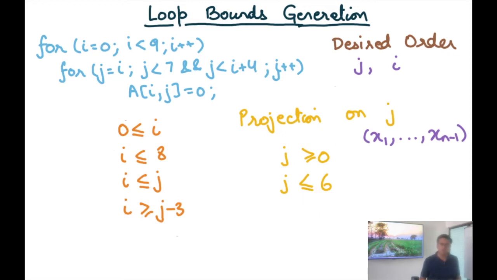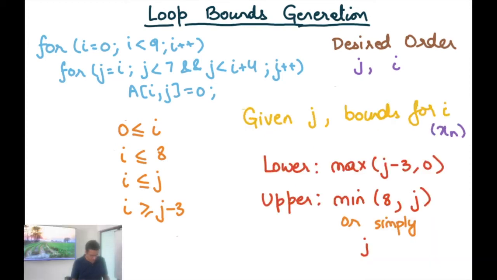Now once we know the bounds for J, we want to also know the bounds of I, and that just comes from these inequations which are already expressed in the form of L and U. So for a given value of J, we know what the bounds for I are, which is our xn in our general algorithm. So I should be greater than or equal to J minus 3, and I should be greater than or equal to 0. So the lower bound is the maximum of J minus 3 comma 0, because that's just coming from these inequations that we constructed for our Fourier Motzkin method.